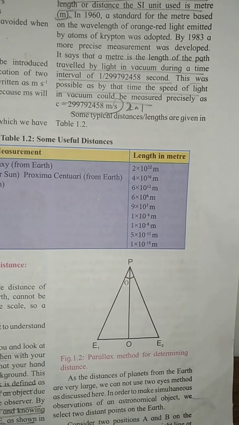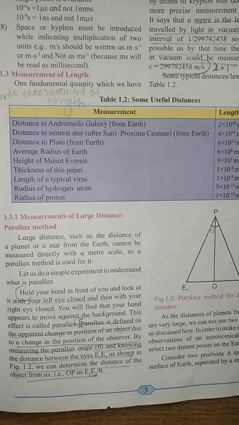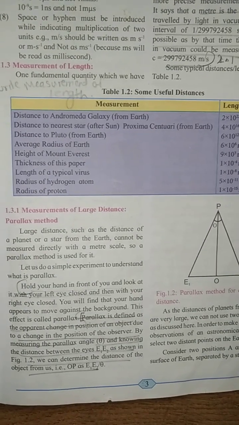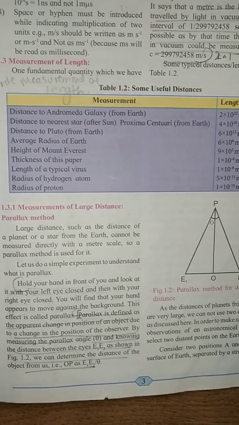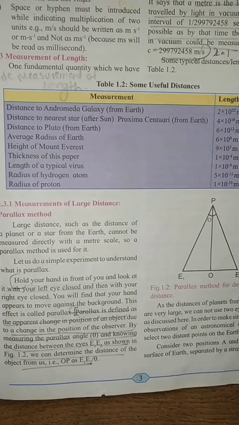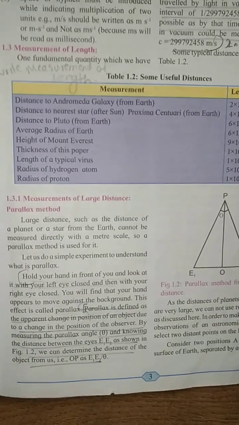299,792,458 meters per second. As typical distances, we have to see in the table the distance of the Andromeda galaxy, distance of the nearest star, distance of Pluto, average radius of the Earth, height of a mountain, thickness of this paper, length of a typical virus, radius of the hydrogen atom, and radius of the proton.